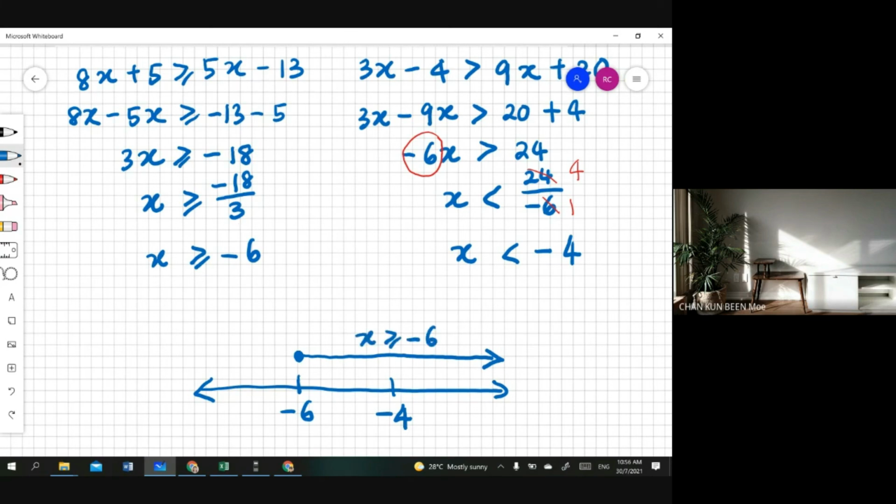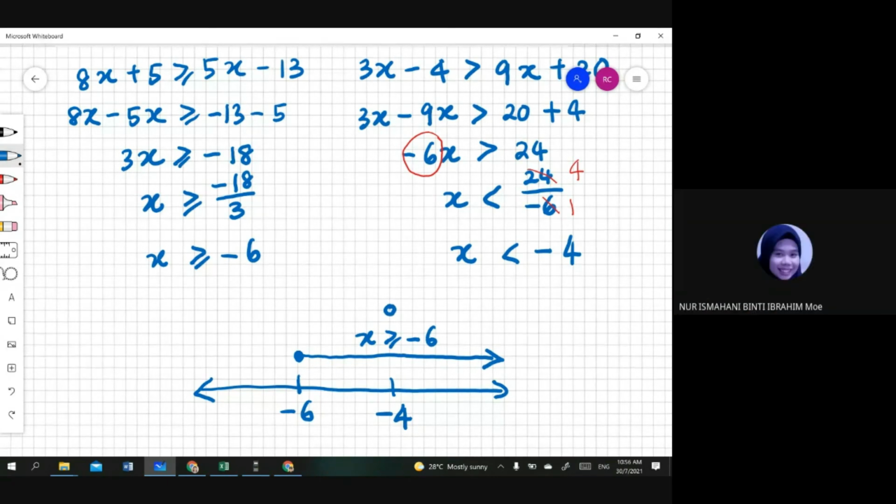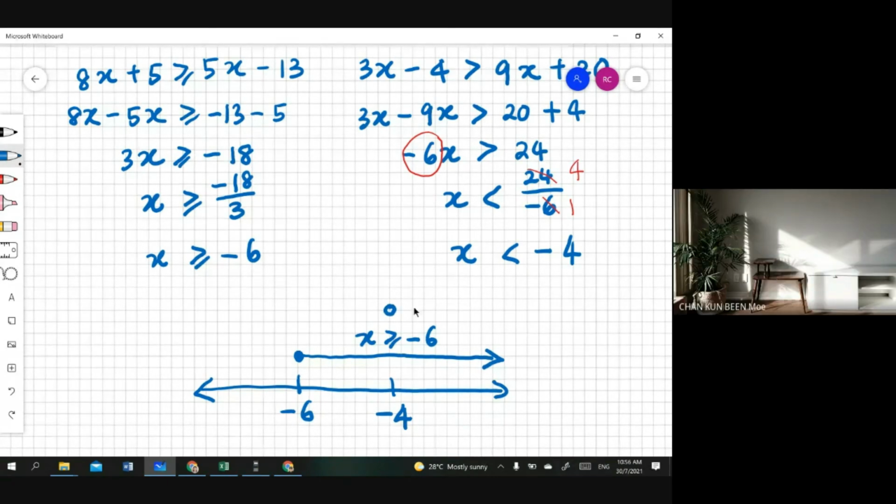The second one, x is less than negative 4. So on top of negative 4, I draw my circle. Do I have to darken it? No. Very good, you understand very well. So when it is less than, I move to the left, and label it, x is less than negative 4.